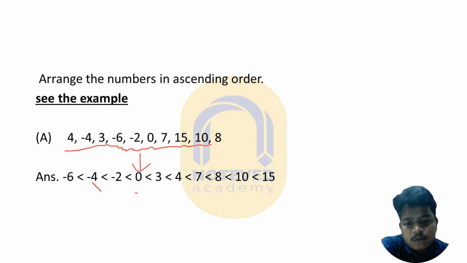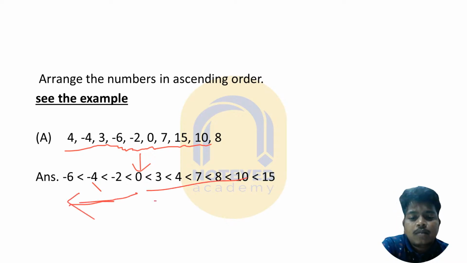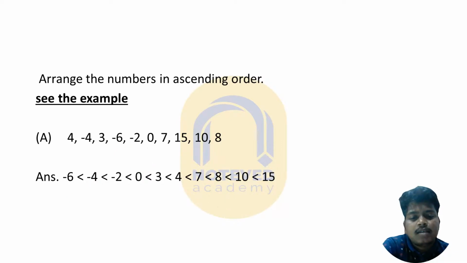From 0 we will go to the left side, where we get negative numbers. From the right of 0 we will get positive numbers. So you can easily arrange in ascending order. Ascending order is smaller to greater.